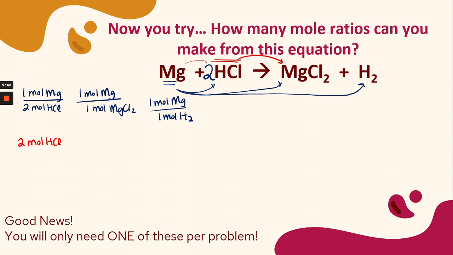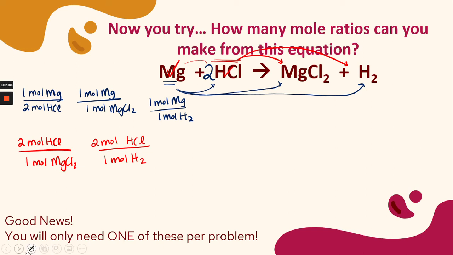I'm going to compare it to 1 mole of MgCl2. And then I will also compare it to the hydrogen, just like I did on the top. So I get 2 moles of HCl for 1 mole of hydrogen. Okay, so now I've compared this one, I've paired this one. Now I'm going to come over here and look at my product side.